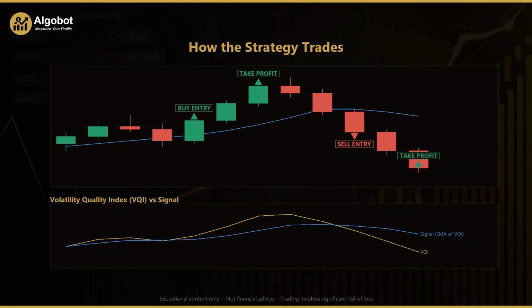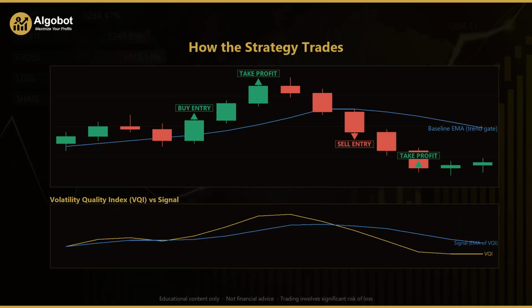A clean, full-bodied down candle forms, closing near its low. At this candle, the three short conditions align. The VQI crosses below its signal. Price is trading below the baseline, and the average recent quality is at or below the negative threshold, meaning the last few candles were genuinely clean bearish bars. That's where the sell entry marker appears.